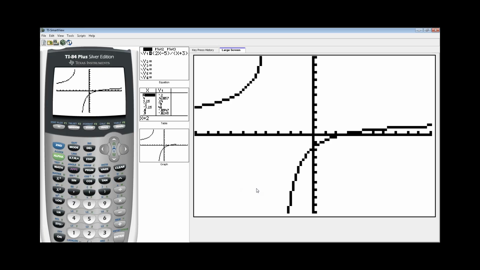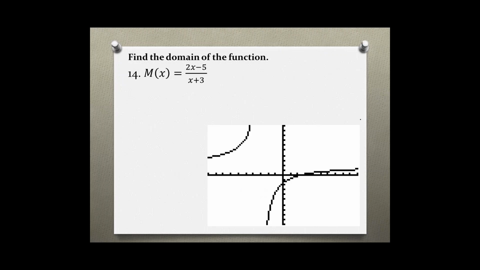And this is how the graph would look of a rational function. So as you can see, there is a break in the graph, which happens approximately right here. And that would be the value that makes the denominator of this fraction 0. So mathematically, to find this value, we have to take the denominator, which is x plus 3, and set it equal to 0. Solve for x, subtracting 3 from both sides, then x equals negative 3.